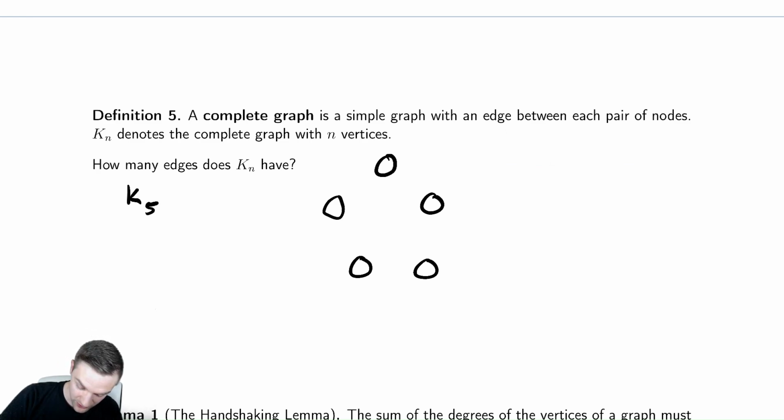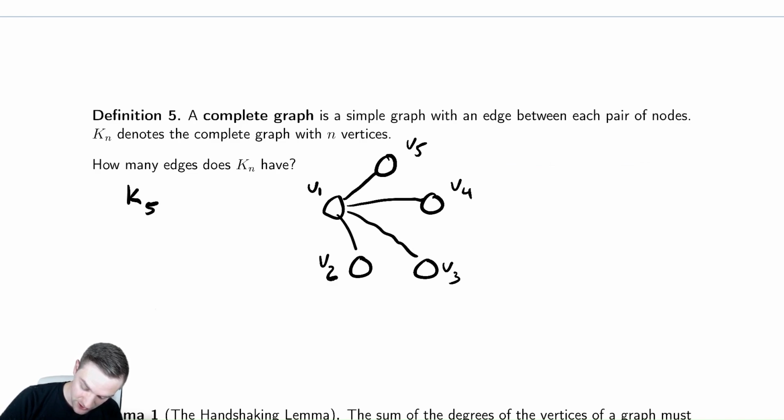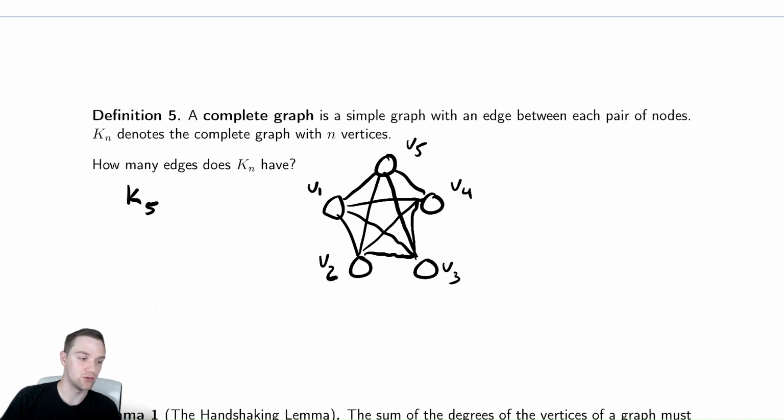So this vertex over here, let's call it V1. Then this one V2, this V3, this V4, and this V5. I need to draw an edge from V1 to V5, to V4, to V3 and to V2. From V2, I need to draw an edge to V1 and then V5 and then V4 and then V3. From V3, I need to draw an edge to V2, to V1, to V4, and to V5. From V4, I need to draw an edge to V5. And I've accidentally drawn sort of a pentagram here. Hopefully that doesn't cause any problems.